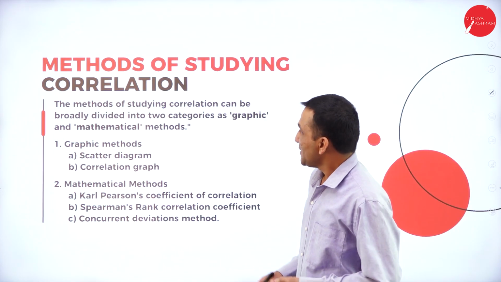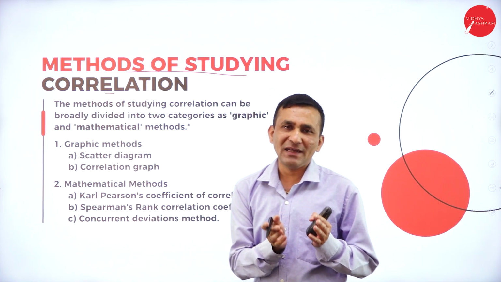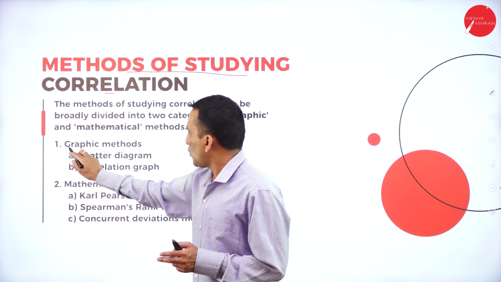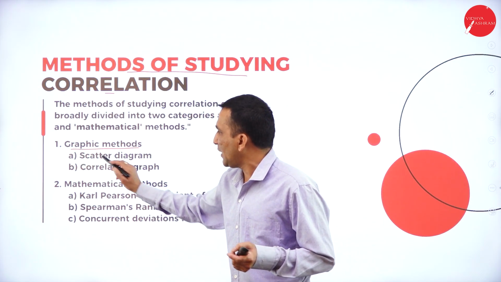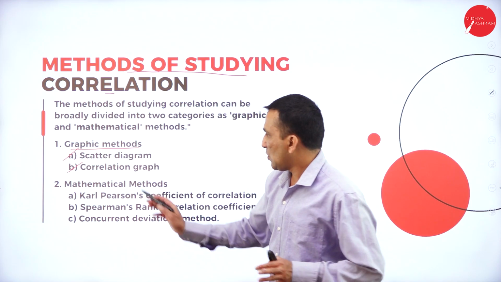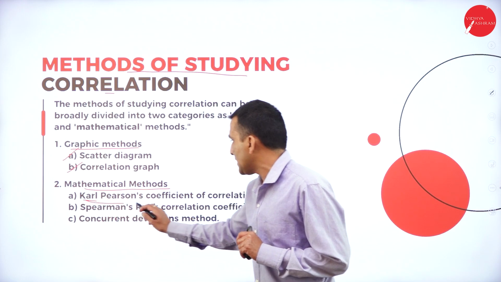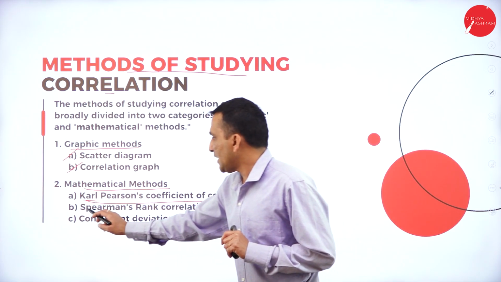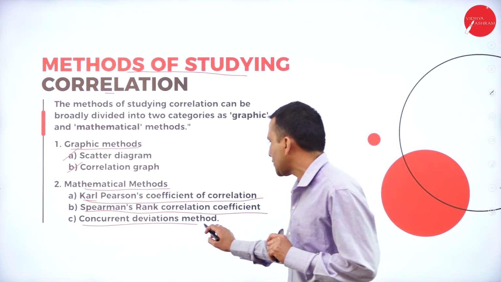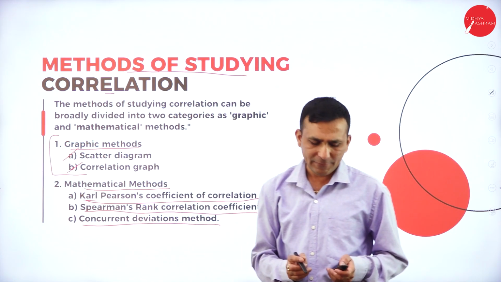Moving forward, there are different methods of studying correlation that we need to identify. Based on two standards, one is the graphical method. Under the graphical method, there are the scatter diagram and the correlation graph. Under the mathematical method, there are three types: the Pearson coefficient of correlation, the Spearman rank correlation coefficient, and the concurrent deviation method. Today my focus is only on the graphical method.